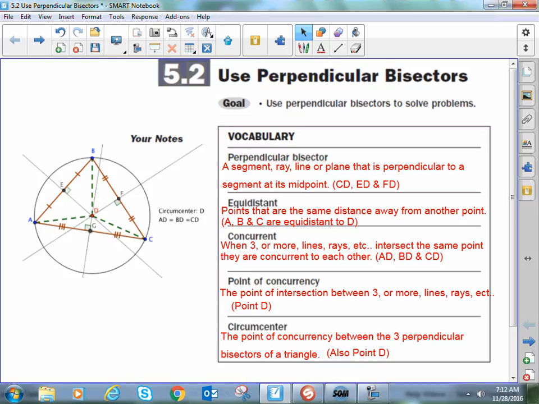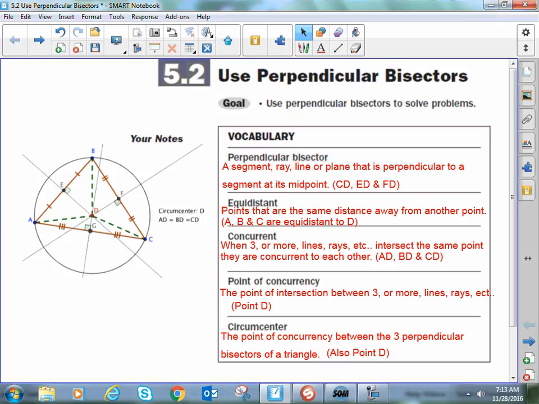Anything that goes through a point of concurrency, those are known as concurrent lines or concurrent rays or whatever the case may be. Even though they're not labeled, the perpendicular bisectors FD, ED, and CD, because they all intersect at the same place, would be referred to as concurrent to each other.